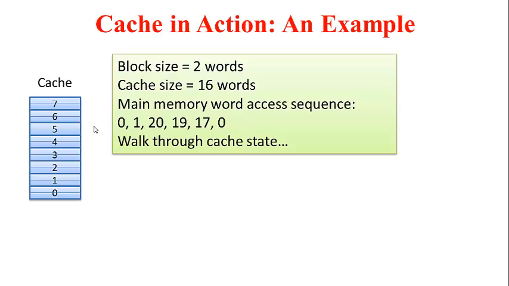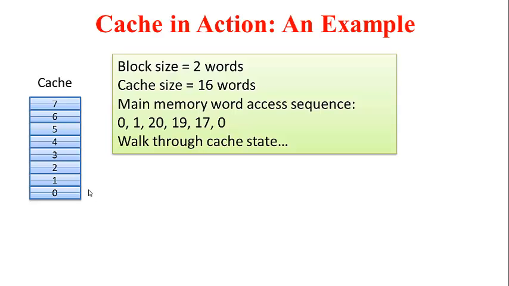This is the sequence of word addresses accessed by the processor. In this case, let us walk through the cache state as the processor accesses these word addresses. When the processor first accesses word number 0, it corresponds to block number 0. To begin with, the cache is empty, so this will be a cache miss.